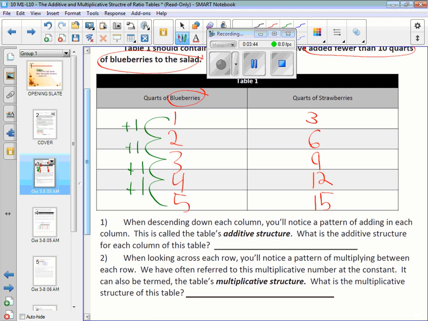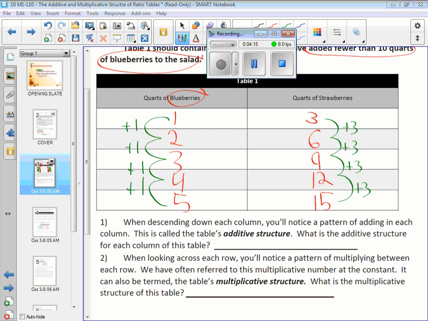Everybody, what is your additive structure as you make your way down on the right side? Okay, that's an additive structure of +3. What was yours? Not times. I need to know what you're adding by. Let me get back to that.